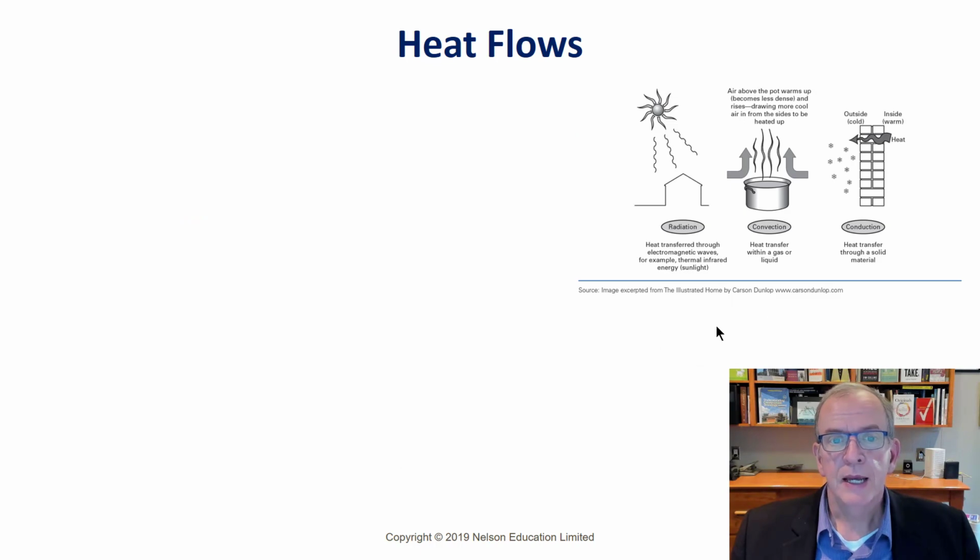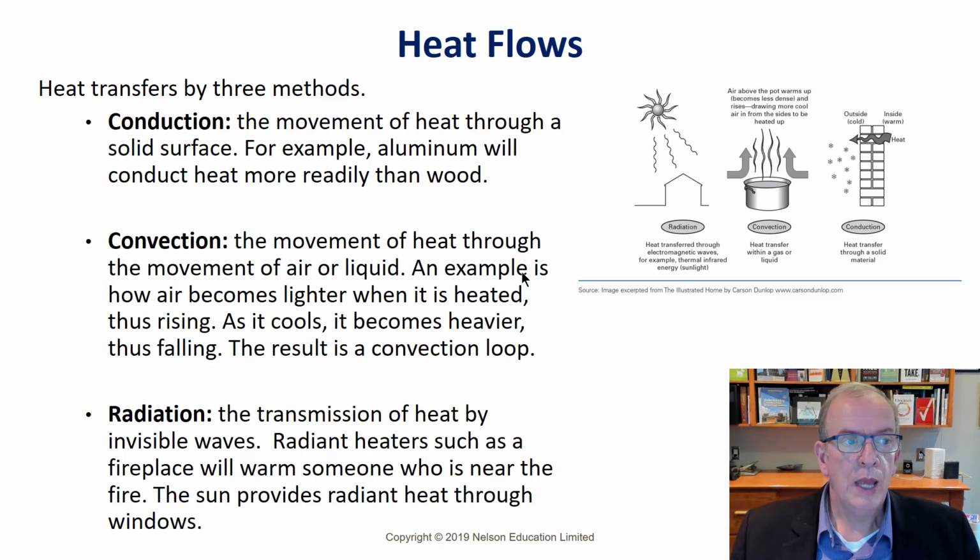So we do have these heat flows, and we have heat transfers by three methods. So we have radiant heat, we have convection, and we have conduction. All right. So radiant heat is by invisible waves, and it's actually the most comfortable heat. If you sit in front of a fireplace, that's radiant heat. It's a very comfortable heat. The radiators with hot water that run through them, so hot water heating systems that have radiators, it's a very comfortable heat in those houses.